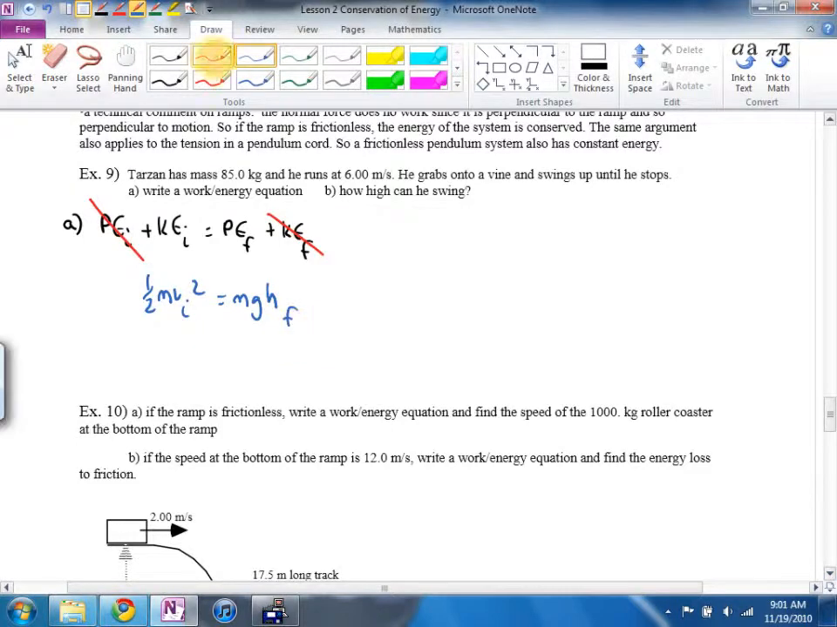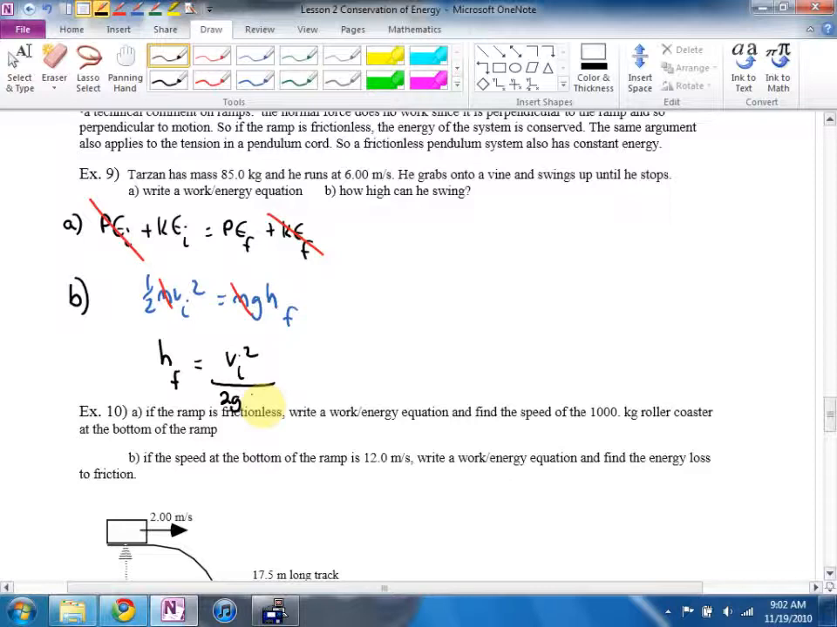What are we trying to find? By the way, there's my work energy equation. I guess now I'm already answering part B, how high can he swing? So let's get the h by itself. H final is going to be v initial squared all over 2g. Instead of a 1/2 on the front, I just put a 2 in the denominator because that's the same as multiplying by 1/2. It looks cleaner. And then the g would also end up in the denominator.